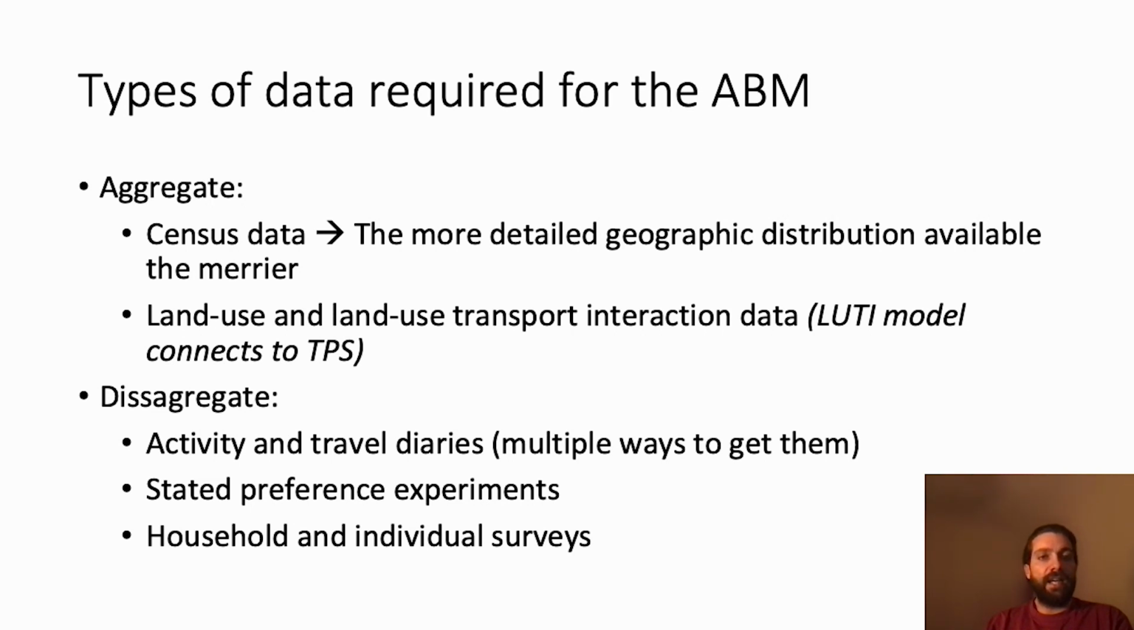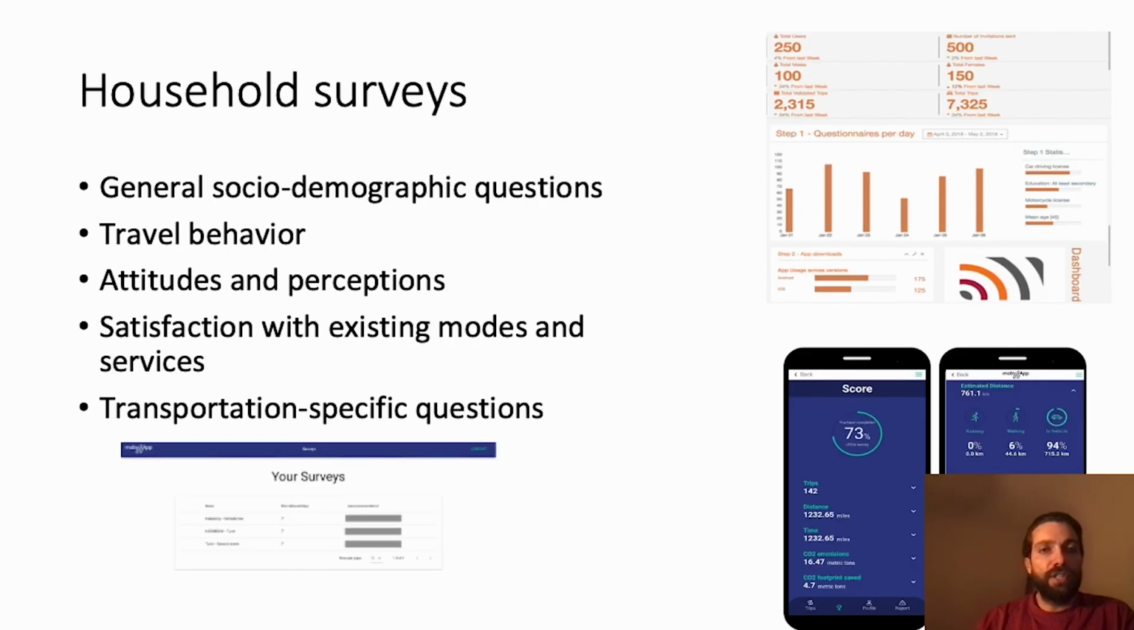On the disaggregate side, as I mentioned, we use the activity and travel diaries, and mentioned some ways to get them, the stated preference experiments, and also household and individual surveys that are very useful as they are the source of some of the key variables estimated in our models. To do these household surveys, we also use the Mobi app, and we presented the users with digital questionnaires, where we ask the general sociodemographic questions that I'm pretty sure you all know. Some habitual travel behavior questions based on the frequency that they use some modes, the preference, any challenges that they face with the existing modes, etc.